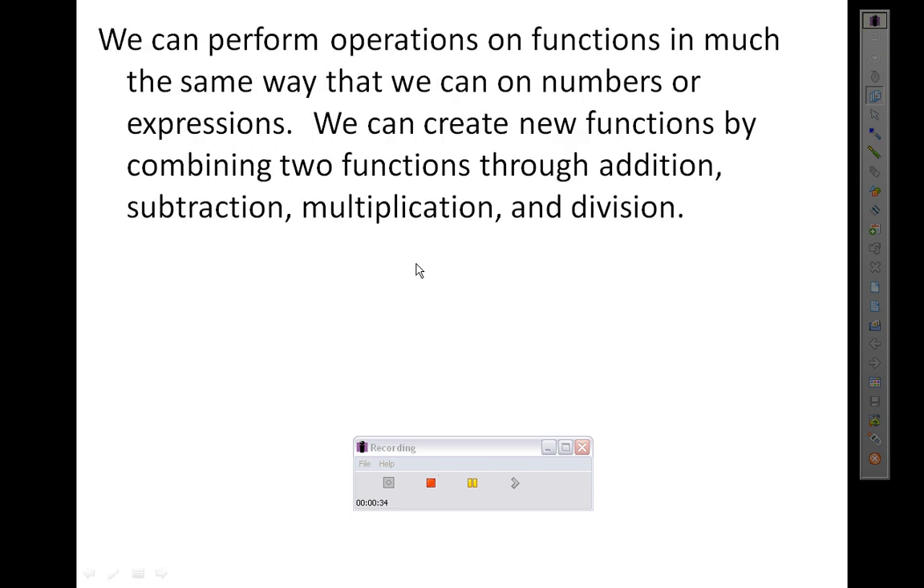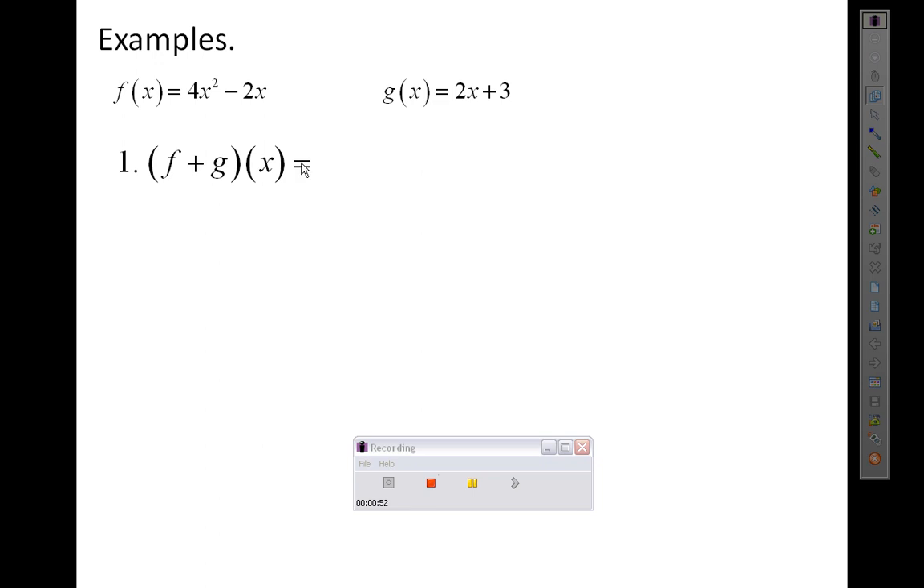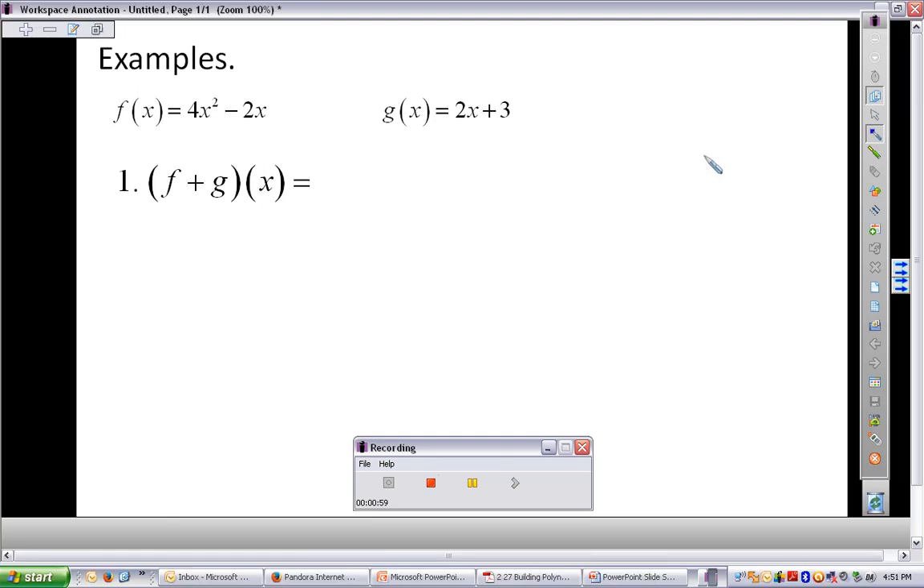So let's start off by looking at a couple things first. Just like we talked about with the objective, we're going to be adding and subtracting. We can combine different functions that way. When we combine, we create new functions by combining the two, like I said, through addition, subtraction, multiplication, and division. So let's first look at this example. We're going to be using these same functions through the first few examples, actually through the majority of the examples.